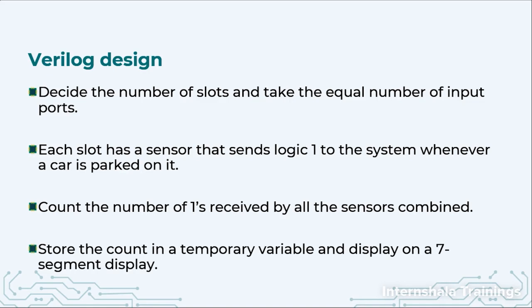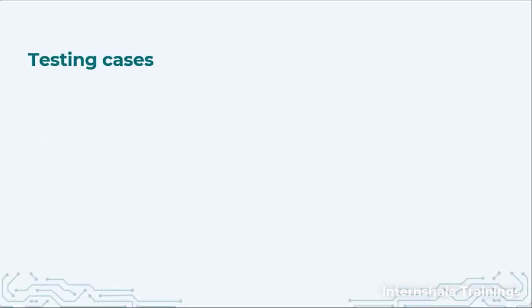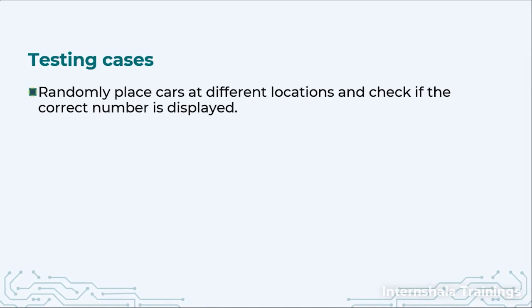Now we can store this count in a temporary variable and we are going to display this using the 7 segment display. So this is what our code is going to be. Now how do we test it? We are going to randomly place the cars at different locations and we will check if the counting is correct.